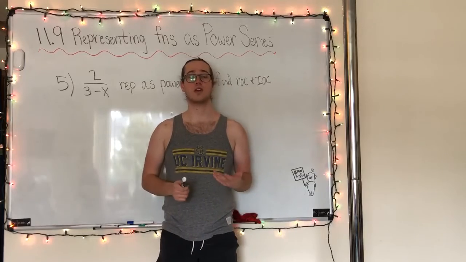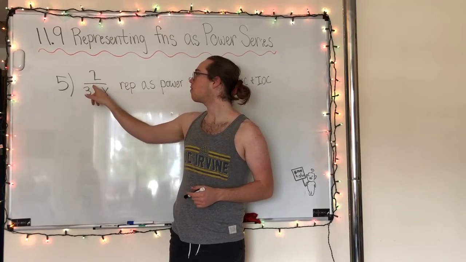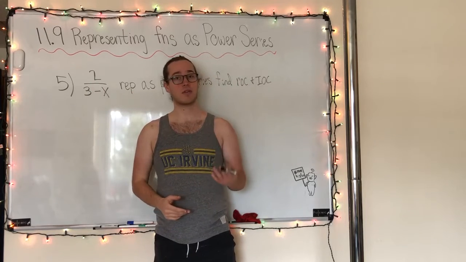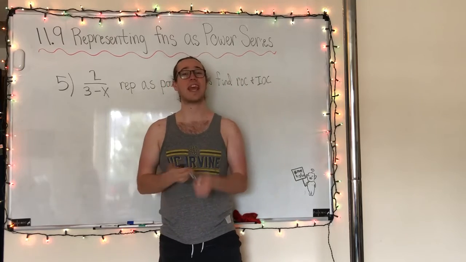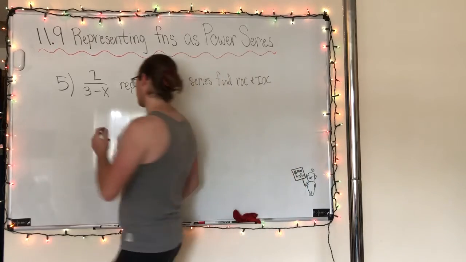So we're going to do one question, and that question is number 5 from our textbook. That is going to be 2 over 3 minus x, and we want to represent it as a power series function, and we want to find its radius of convergence and interval of convergence. So let's do it. Let's mess with this 2 over 3 minus x.